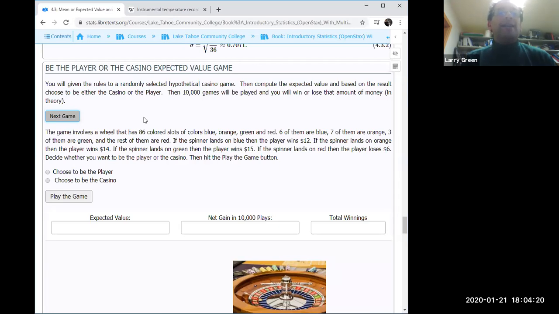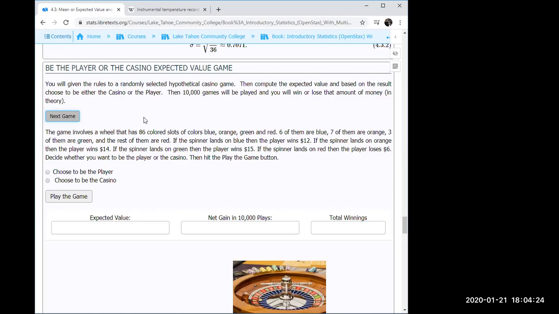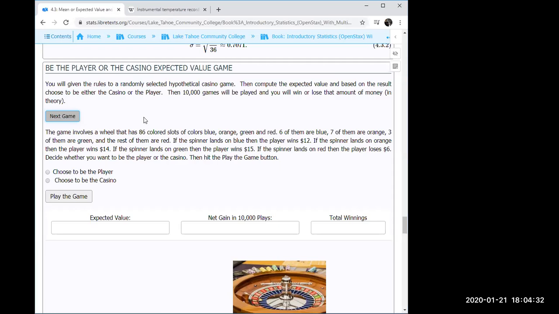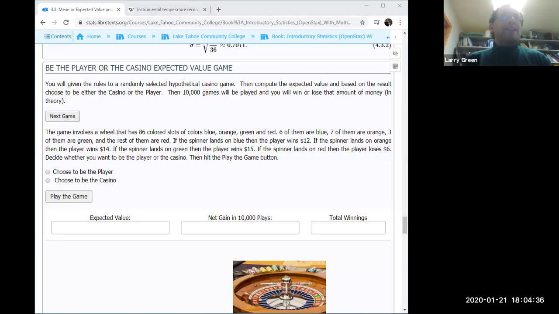Any guesses? What do you think? Better to be the casino or the player? Casino. Okay. All right. Mike says player, Kate says casino. So the idea is you really can't tell until you actually do the calculations. And that's kind of half of what chapter 4 is.